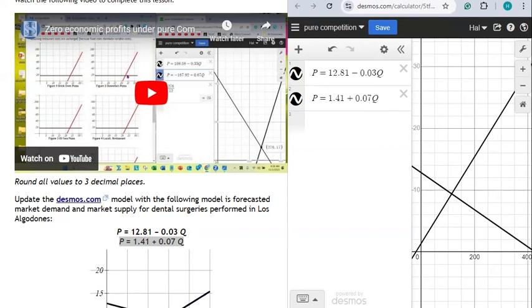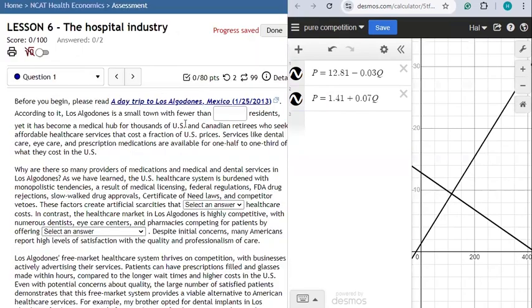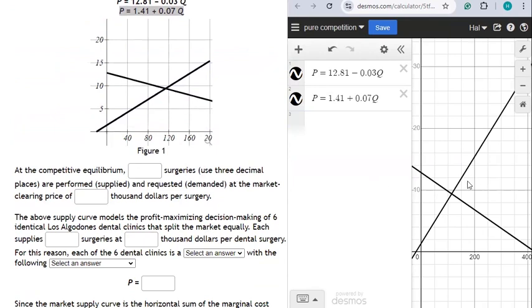And this is the demand and supply of dental surgeries performed in Los Algodones, Mexico, the city that you read about right here. I'm going to use the demand and supply curve to calculate the equilibrium and the equilibrium number of surgeries performed. Notice when I click on equation 1, this line gets thicker. And a gray dot shows up right there. The gray dot is the intersection of supply and demand. And it looks like there's 114 surgeries performed.